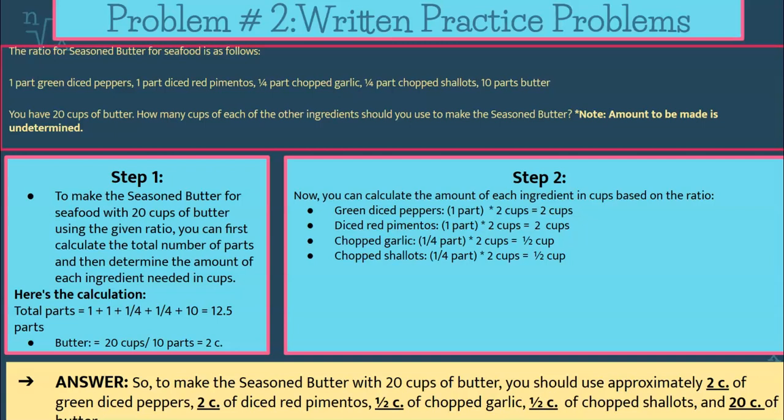Red pimentos, 1 part times 2 cups, because that's what we did with our butter, and you're going to get the same 2 cups. Then chopped garlic, 1/4 part times 2 cups, 1/2 cup of chopped garlic, and then 1/4 part of shallots times 2 cups, 1/2 cup of shallots. So you need a total of 2 cups of diced peppers, 2 cups of pimentos, 1/2 cup of garlic, 1/2 cup of shallots, and then you have your 20 cups of butter. If you have any questions or are confused, please let your teacher know. Thank you.